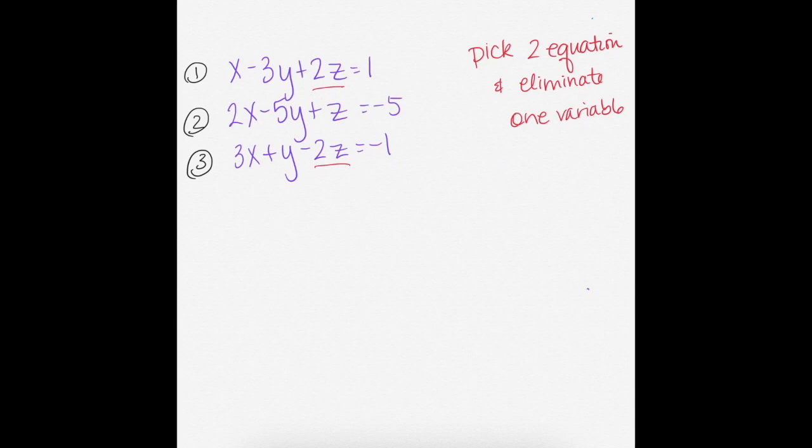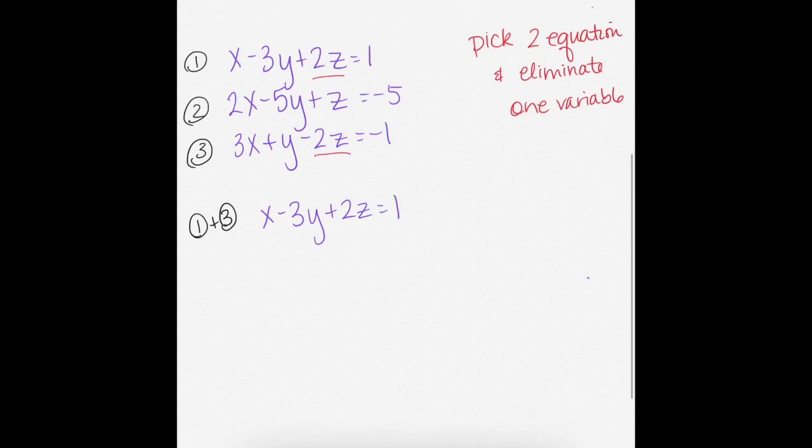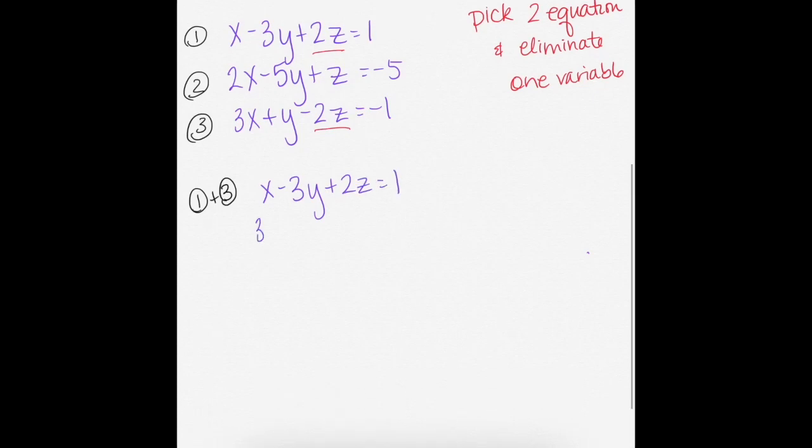So what I'm going to do is take equation 1 and add it to equation 3. So 1 plus 3. I also write my steps on the side so that not only do I know what I'm doing, but if I'm grading your paper, I can follow what your steps are. All right, so this is my equation 1. I'm going to write equation 3 underneath it.